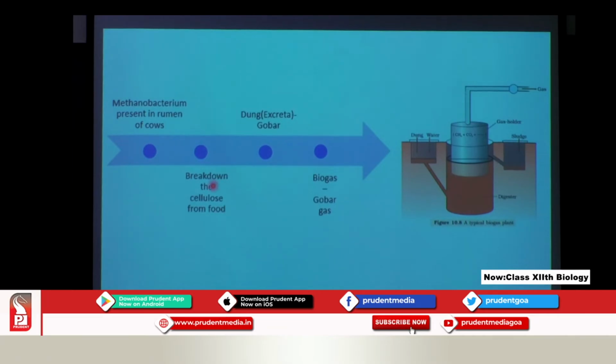So they break down the cellulose from food and they excrete it in the dung or the gobar. Dung is also called gobar. And from here the biogas is produced in the gobar gas or the biogas plant. Now what happens in this biogas plant? It is there in your textbook, in the second paragraph on the right hand side. You can just underline it.